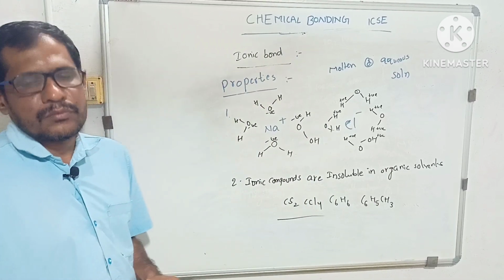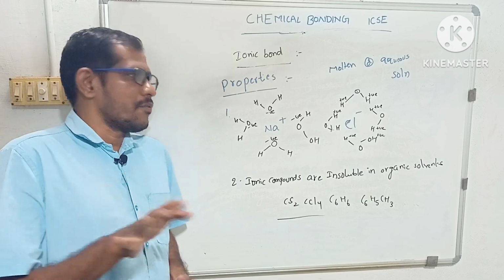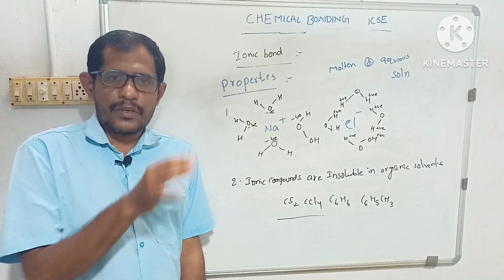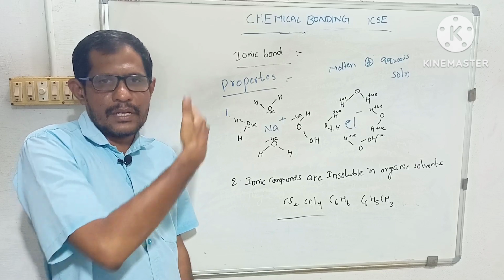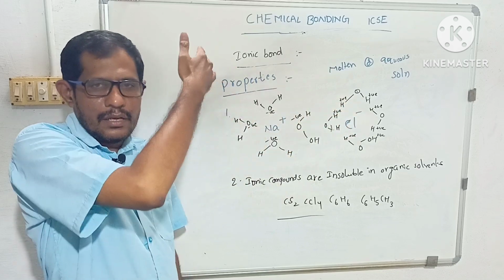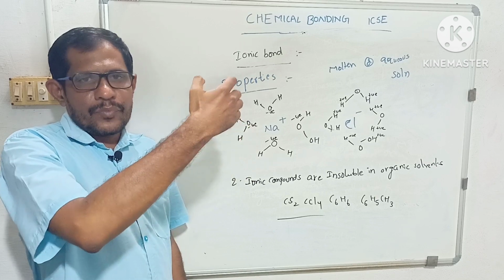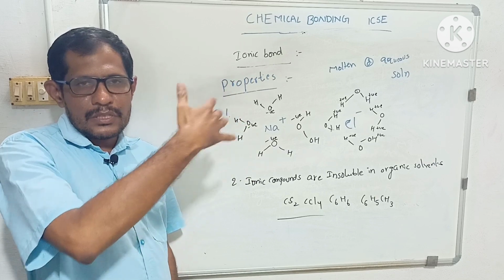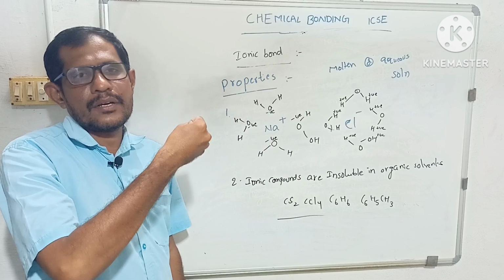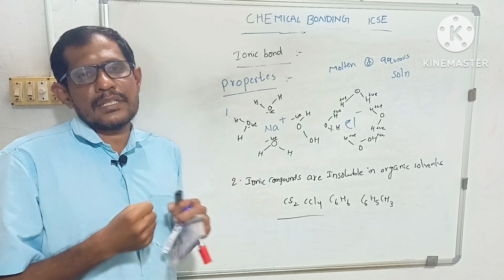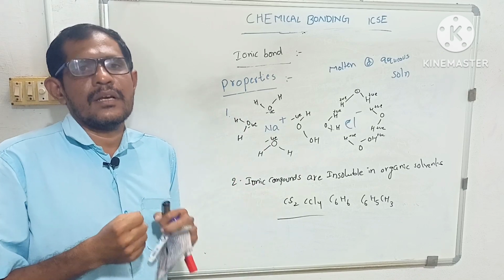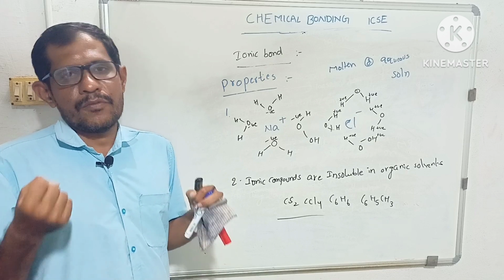So I request students to remember these points. First, take the ionic compound. The first element is metal and the other element is non-metal. Metal loses electrons to get positive charge. Non-metal gains electrons to get negative charge. So an electrostatic force is established between the metal and non-metal. In such a way, the ionic bond will be formed.